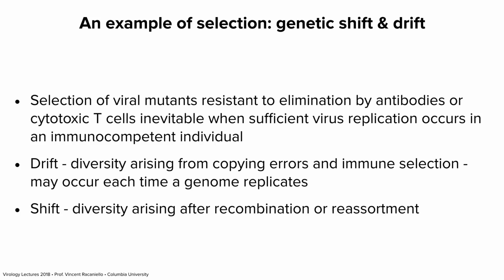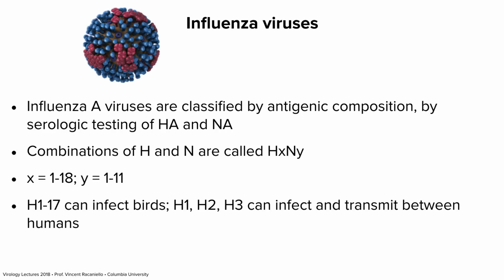The variant viruses can arise by single mutations caused by polymerase errors, we call that drift, or they can arise by recombination or reassortment to give bigger differences among viruses, we call that shift. And let's look at that with influenza viruses. Remember, the influenza viruses have hemagglutinin and neuraminidase in the particle. These are antigenic proteins that give rise to antibodies and CTLs.